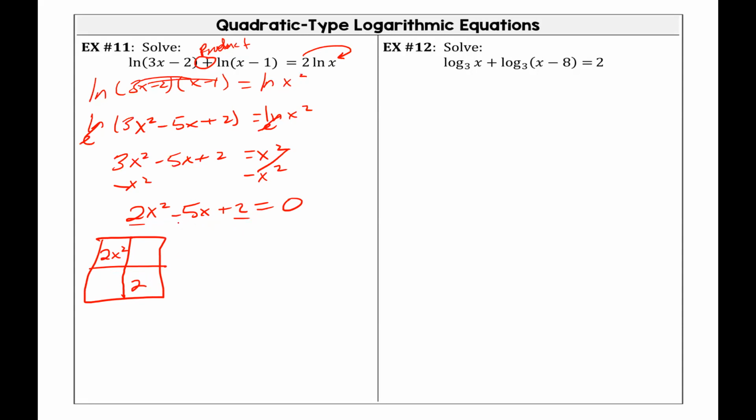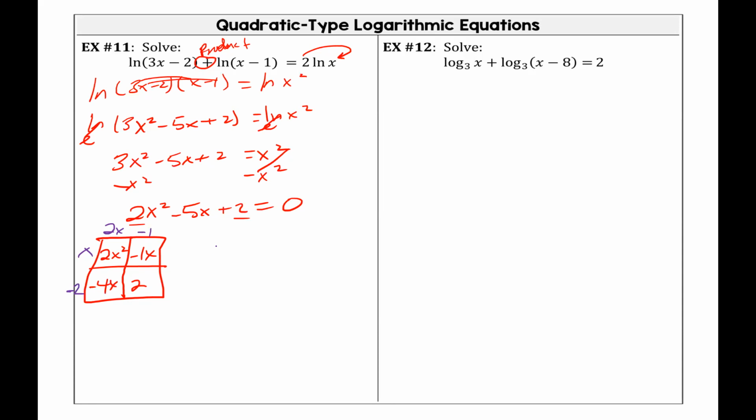So it multiplies to give you 4x squared, but adds to give you negative 5. So that would be a negative 4x and a negative 1x. Negative 4 plus negative 1 is negative 5. And negative 4 times negative 1x is going to be positive 4x squared. And now all you're doing is greatest common factor. So when you're trying to remember how to factor, sometimes visualizing it like this helps a little bit. If not, then you can factor by grouping the classic way.